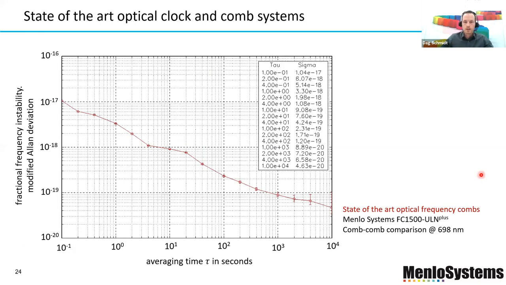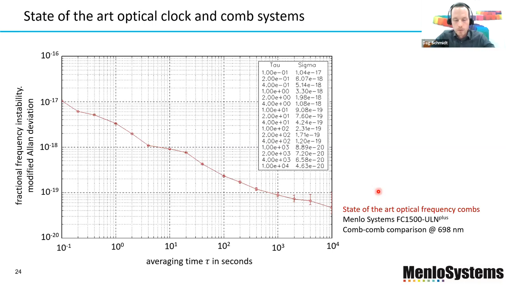And here it is, the modified Allan deviation, so the fractional frequency instability of a state-of-the-art optical frequency comb, in this case, the Menlo Systems FC1500 ULN Plus. And the comb-comb comparison was carried out at 698 nanometers, so very far away from the locking point. And what you can see here, after only 1 second of averaging time, we already reached 3 × 10⁻¹⁸, which is quite impressive. And after 1,000 seconds, we are able to reach the 10⁻²⁰ level.